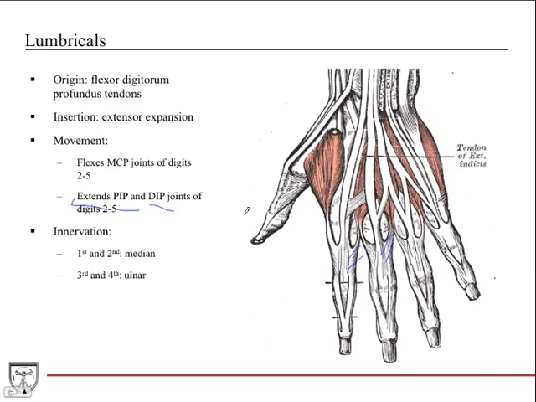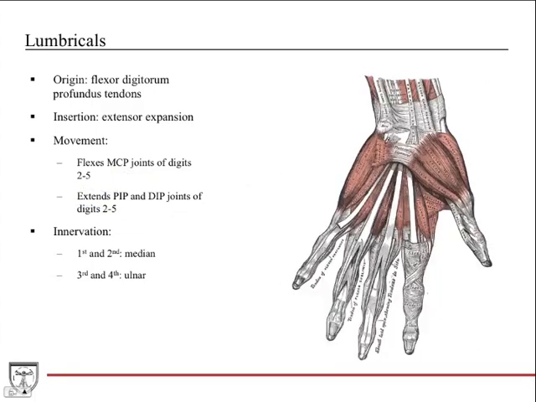So what's important, and this comes into play in our median and ulnar nerve palsies, because the median and ulnar nerve are responsible for their innervation. If you lose, say, the median nerve, you're going to lose flexion of the first 2 MCP joints, but then you're going to lose extension of PIP and DIP joints of those same digits. So you lose, it's kind of contradictory, 2 opposite movements, flexion and extension on the same digit at 2 different joints.